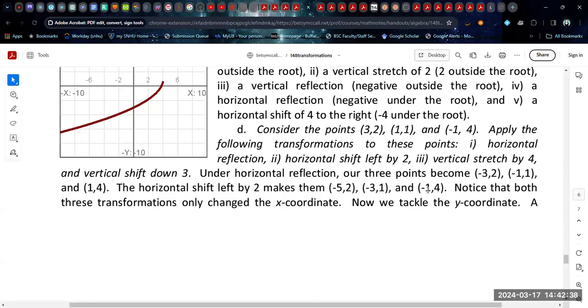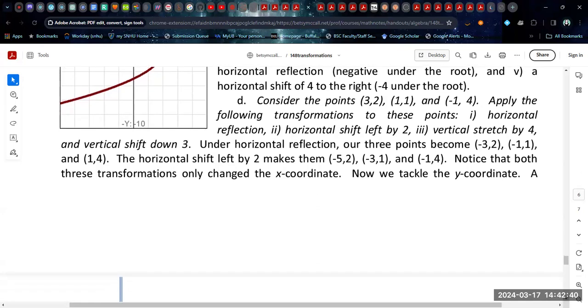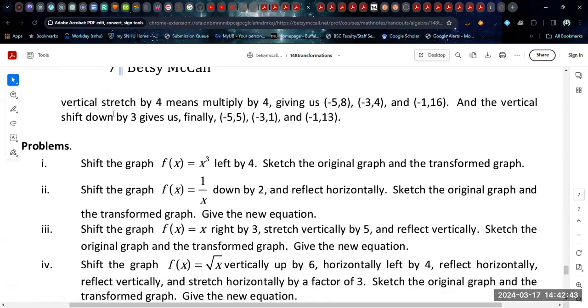But now our vertical transformations are only going to tackle the y coordinate. So if we want to do a vertical stretch by 4, that means we're going to multiply the y coordinate by 4. So our previous value was 2, we multiply by 4, we get 8. Here our previous value was 1, and we multiply by 4, and we get 4. And here our previous value was 4, and we multiply by 4, and we get 16. And then finally, we apply the vertical shift down by 3, and that gives us 8 minus 3 is 5, 4 minus 3 is 1, 16 minus 3 is 13.